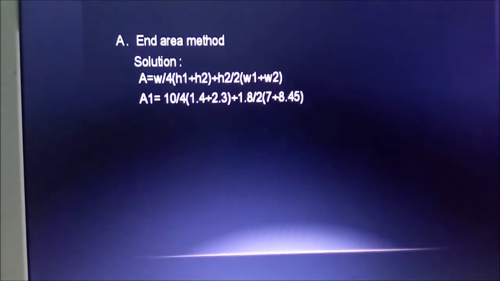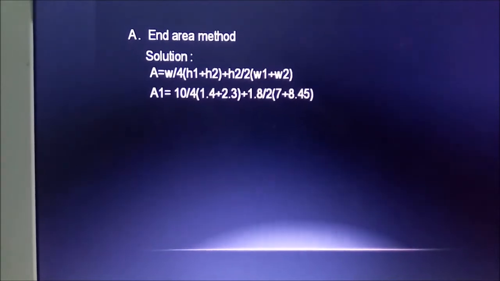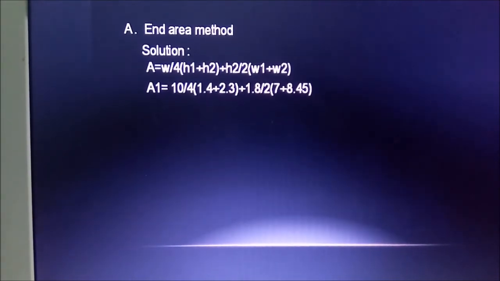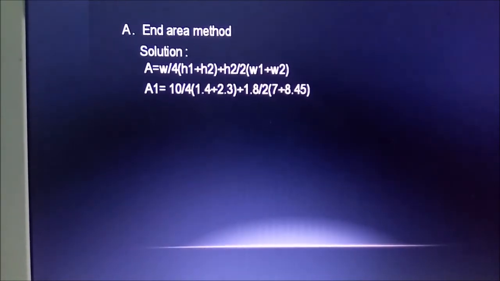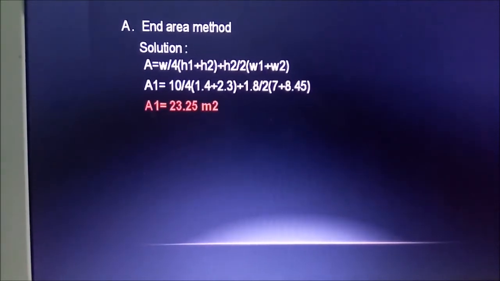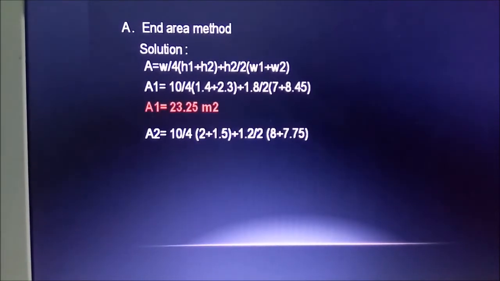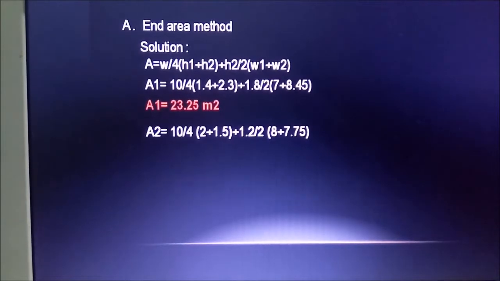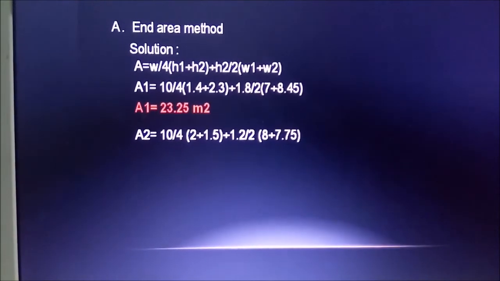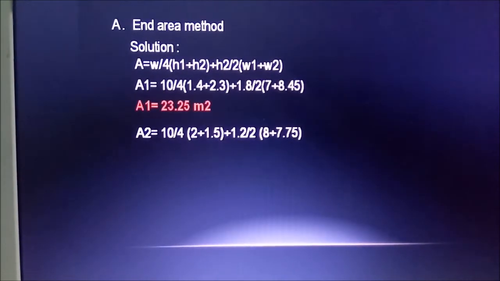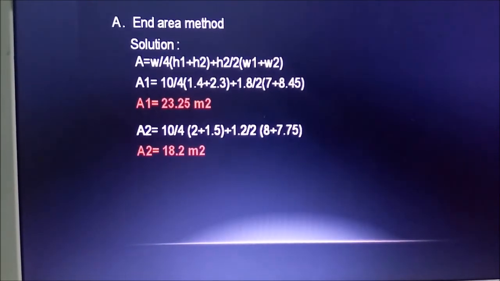To get area 1, it is equal to 10 over 4 times 1.4 plus 2.3 plus 1.8 over 2 times 7 plus 8.45. The answer is 23.25 square meters. And area 2 is equal to 10 over 4 times 2 plus 1.5 plus 1.2 over 2 times 8 plus 7.75. The answer is 18.2 square meters.